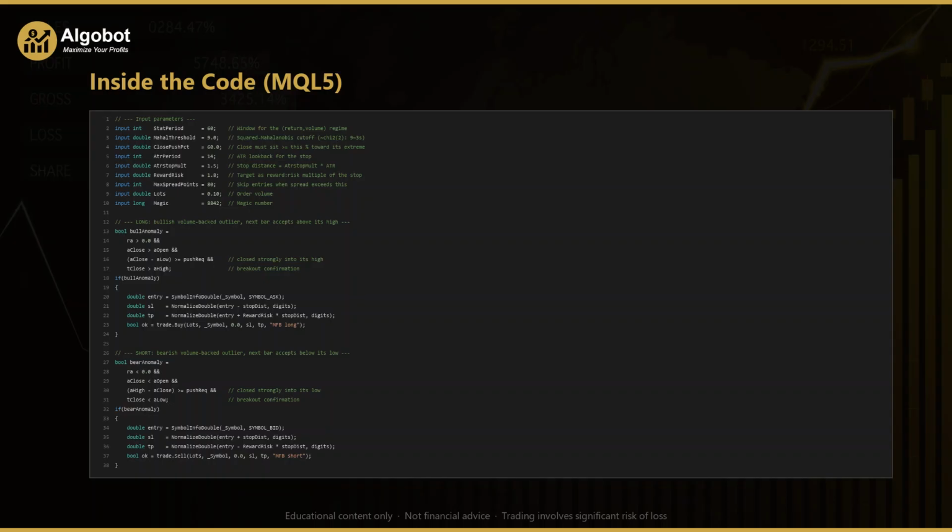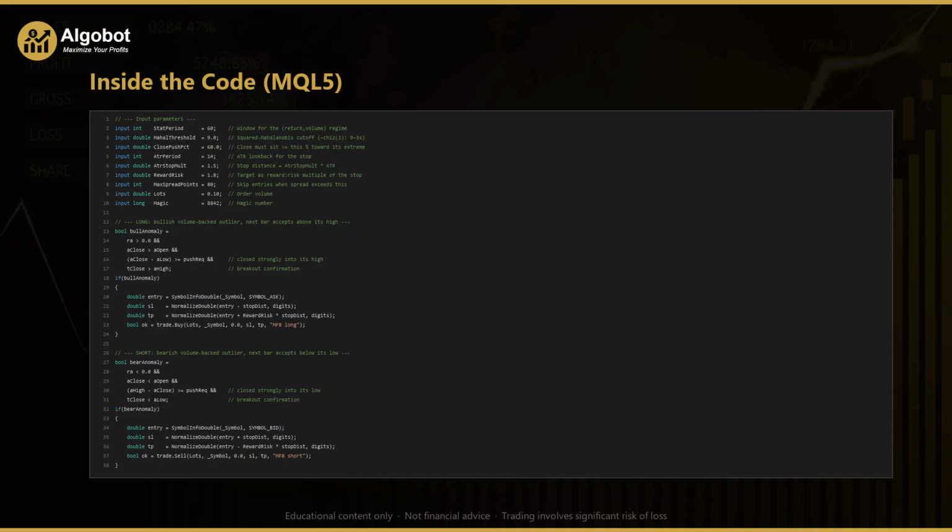The Boolean bull anomaly is true when the anomaly bar's return is positive, its close is above its open, and its close sits far enough toward its high to pass the push filter. The final line is the confirmation. The trigger bar's close, T-close, must be above the anomaly bar's high. When all of that holds, the entry is taken at the ask, the stop loss is placed one stop distance below entry, the take profit is placed at the reward to risk multiple above entry, and trade.by sends the order.